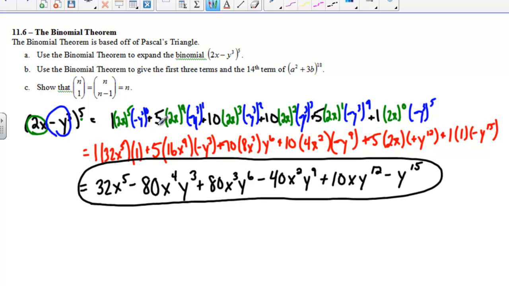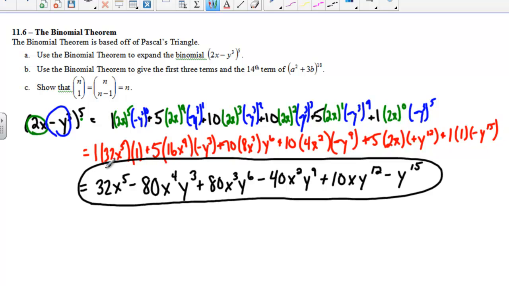Again, I write down the coefficients, 1, 5, 10, 10, 5, 1. You can see those in black. Then I go to the green, which is the first term, and I raise that to the highest exponent, 5, then 4, then 3, then 2, then 1, then 0. Then I go into blue and I circle the second term and I say negative y cubed to the 0, negative y cubed to the first, negative y cubed squared, third, fourth, and fifth.